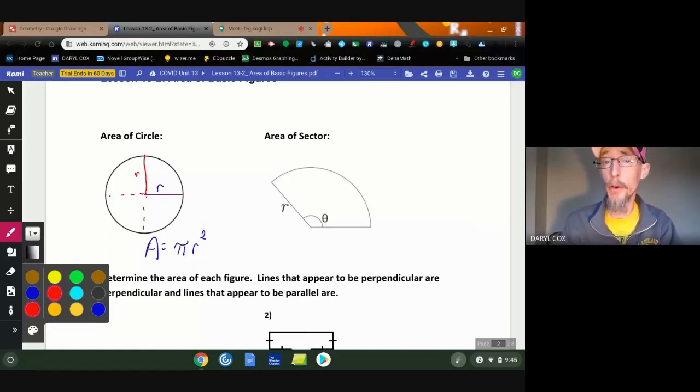But what if it's not the whole circle? If it's not the whole circle, we've got to look at a proportion. Okay, now remember, proportions are fractions that are equal. So a fraction, let's get my pen back.